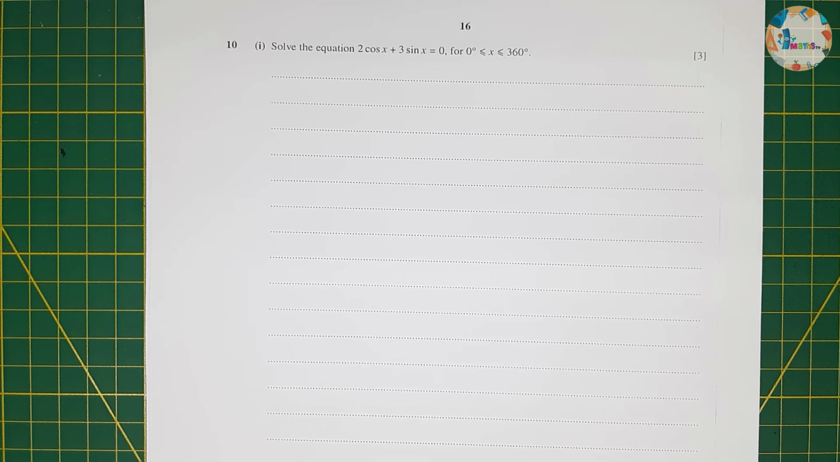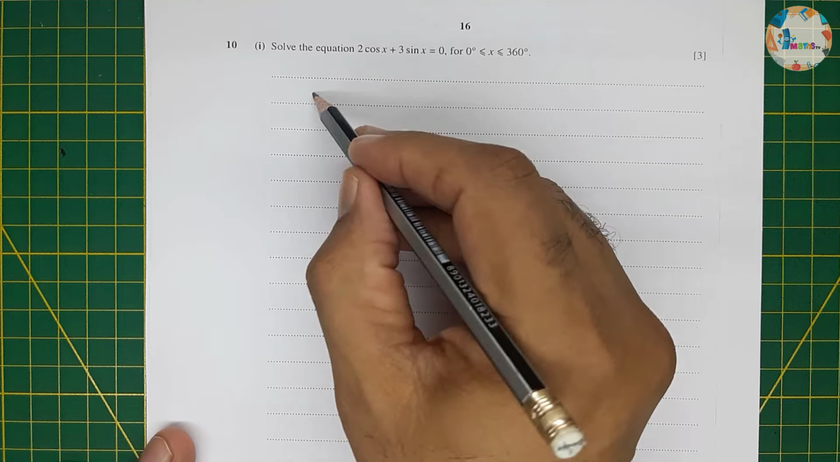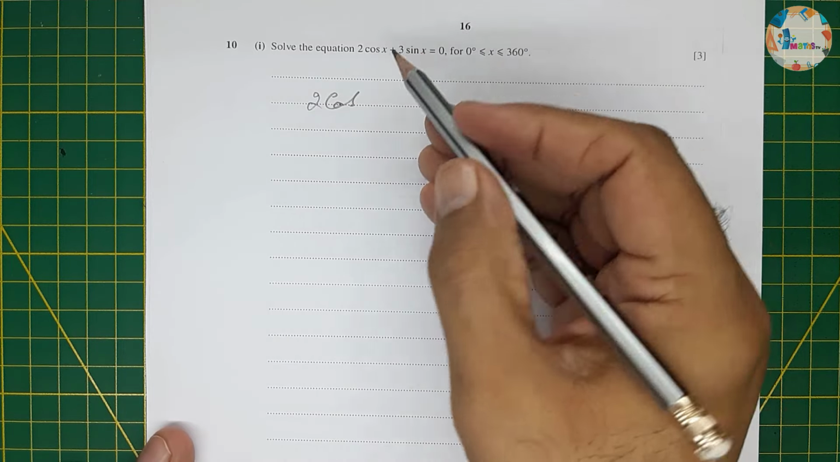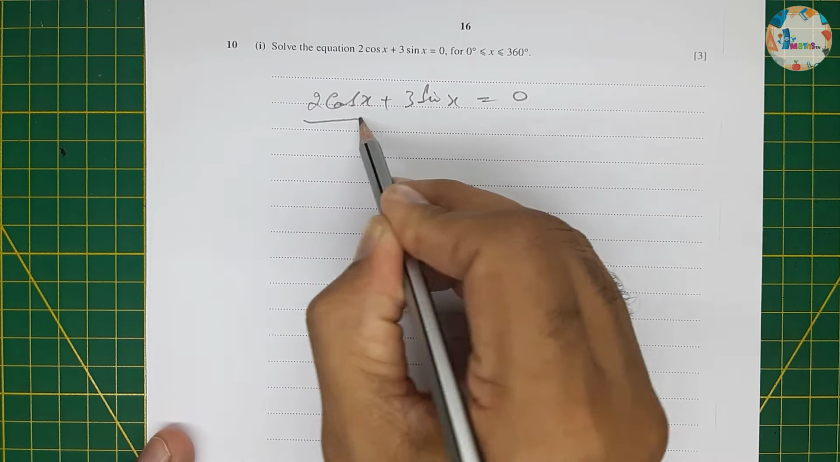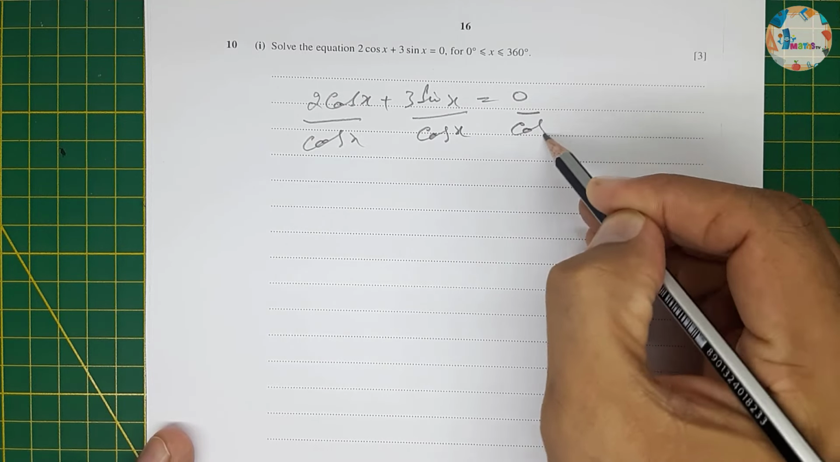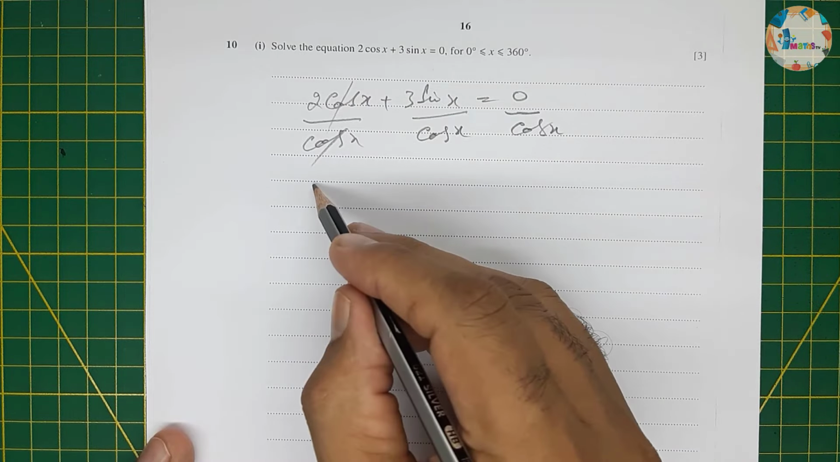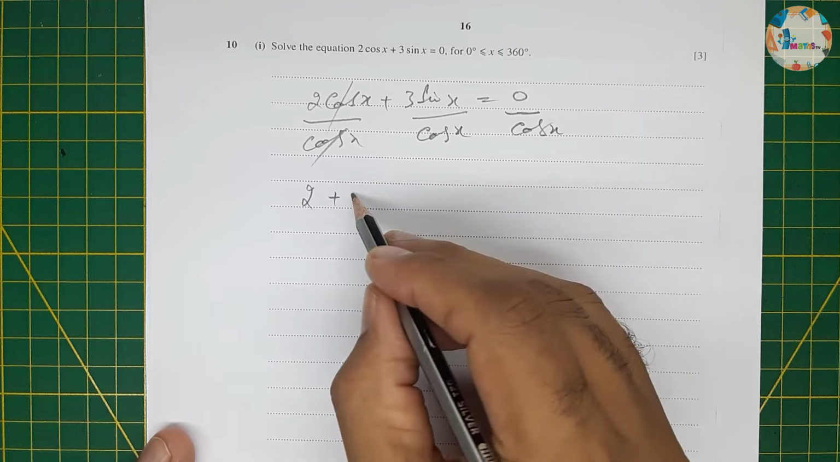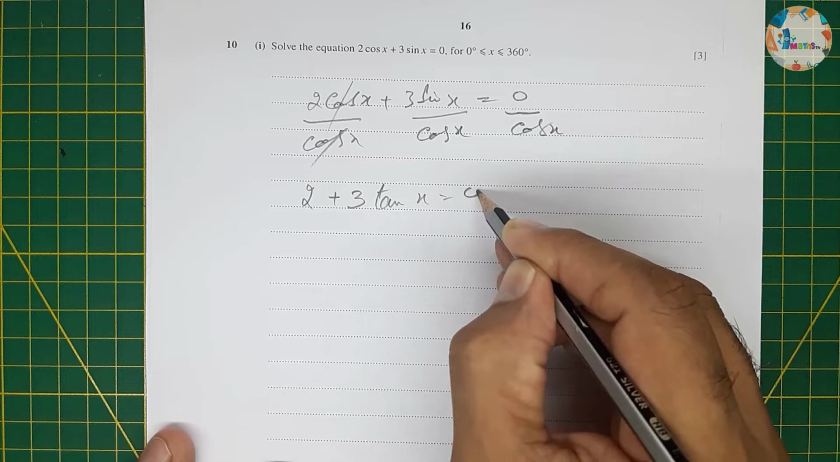Now question number 10. Solve the equation 2 cos x plus 3 sin x is equal to 0 for the given range. So what we will do, we can divide everything by cos x. So 2 cos x over cos x, plus 3 sin x over cos x, is equal to 0 over cos x. This side will remain 0. The cos x will be cancelled, so this will be 2 plus 3 sin x over cos x, which is tan x. So 2 plus 3 tan x is equal to 0.